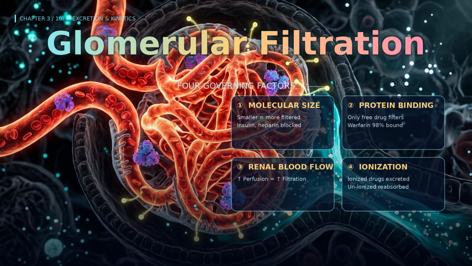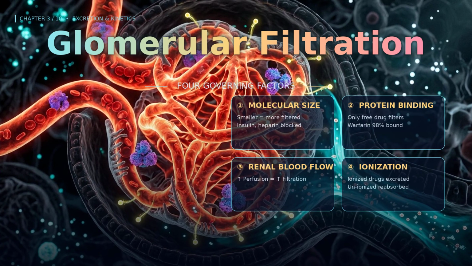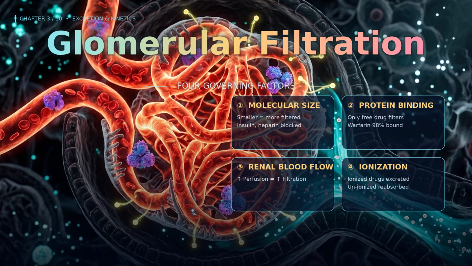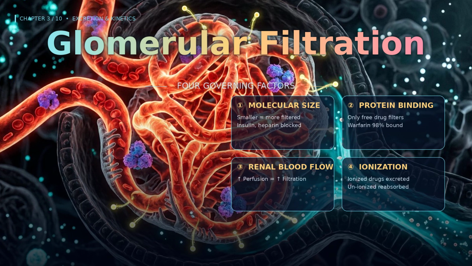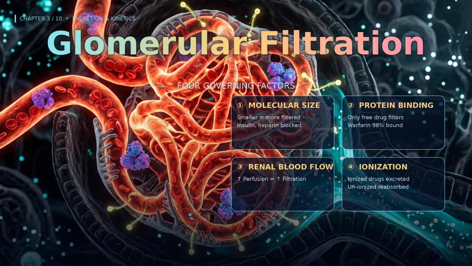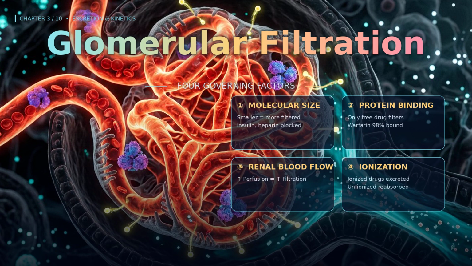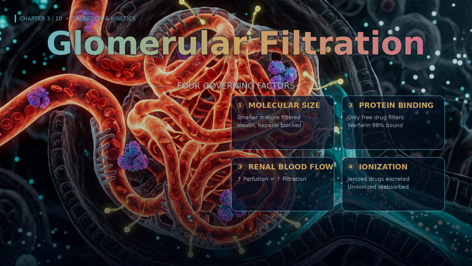Glomerular filtration is a passive process governed by four key factors. First, molecular size. Smaller molecules pass easily. Large ones like insulin, heparin, and dextran cannot. Second, plasma protein binding. Only the free, unbound drug is filtered. Warfarin, for instance, is 98% protein bound, so only 2% gets filtered. Third, renal blood flow. Higher perfusion means greater filtration. Fourth, ionization. Ionized drugs are filtered but not reabsorbed, leading to rapid excretion.